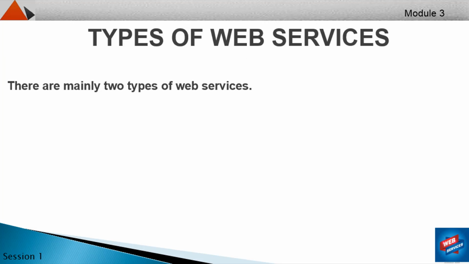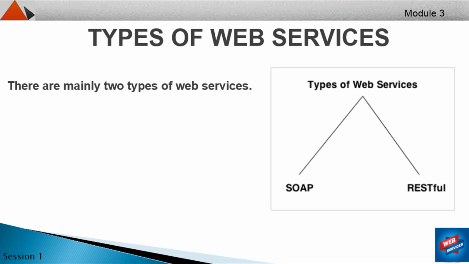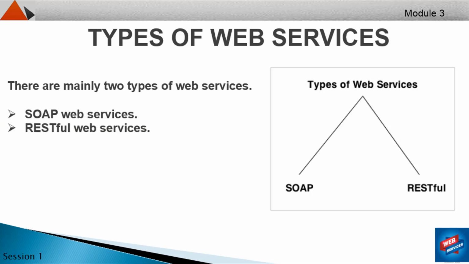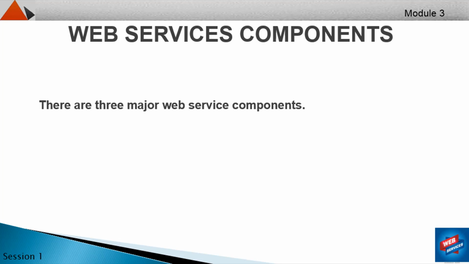Now let's discuss the types of web services. There are mainly two types of web services: SOAP web services and RESTful web services. Now let's discuss the components of web services. There are three major web service components.